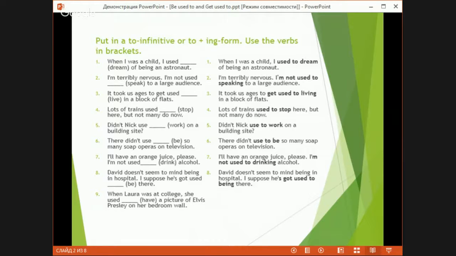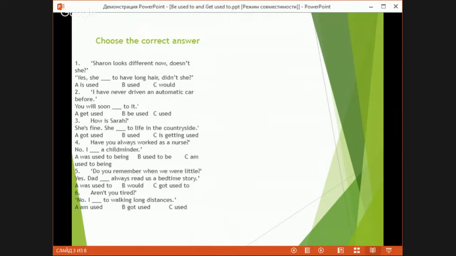Here we have present perfect with this construction. When Laura was at college, she used to have a picture of Elvis Presley on her bedroom wall. Next, please. We have here to make the correct choice. We have options A, B, C, as you can see, and you have to make the correct choice.